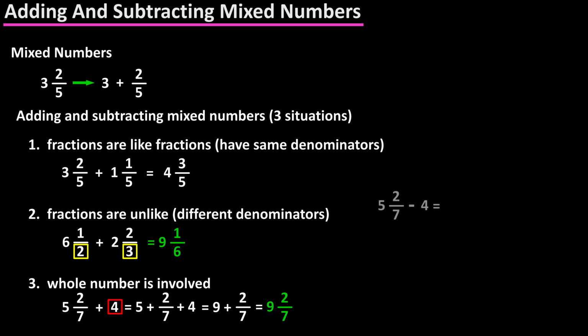And the same thing goes for subtraction. So say 5 and 2 over 7 minus 4. We can write this out as 5 plus 2 over 7 minus 4. 5 minus 4 is 1, plus 2 over 7, which gives us a final answer of 1 and 2 over 7.